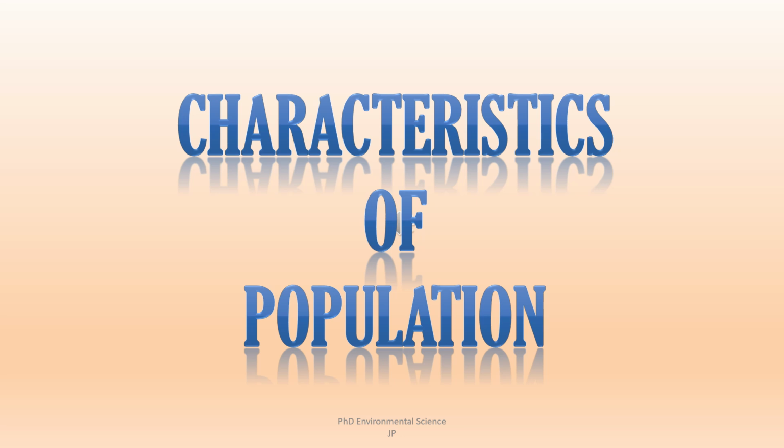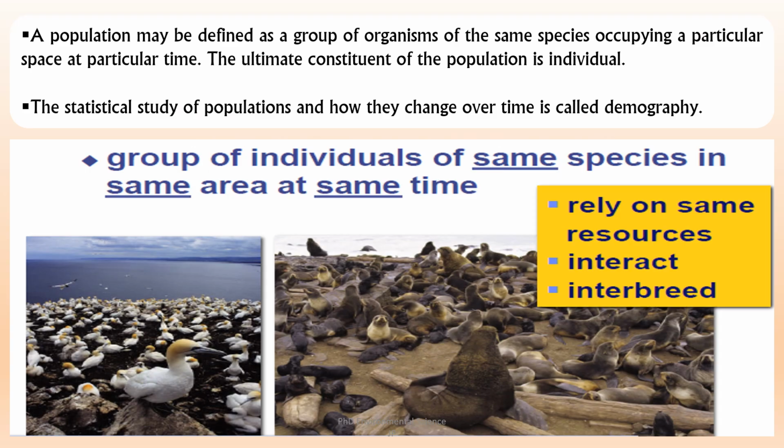Characteristics of population. Population is defined as a group of organisms of the same species occupying a particular space at a particular time. So, the ultimate constituent of the population is the individual.